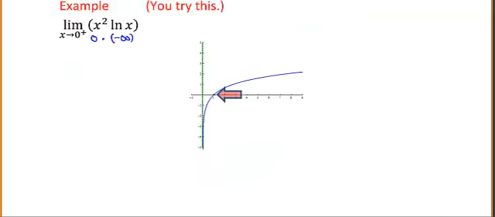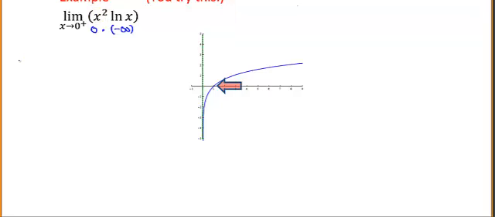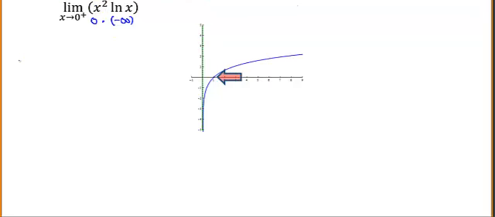We have to ask ourselves, which would we rather divide by? The reciprocal of x squared, x to the negative second, or would we rather divide by the reciprocal of natural log of x, the quantity natural log to the negative first? Well, if I'm going to apply L'Hopital's rule, I don't think I want to be dealing with that quantity natural log raised to the negative first. I think I'd rather be dealing with the x squared to the negative second in the denominator.